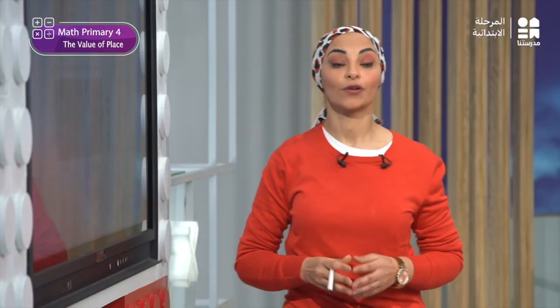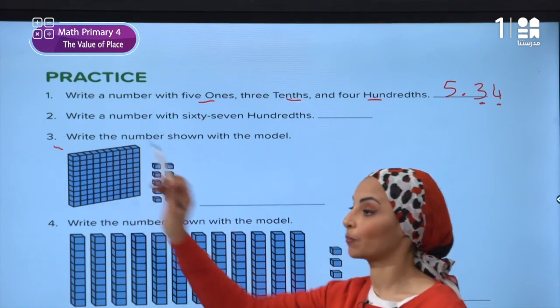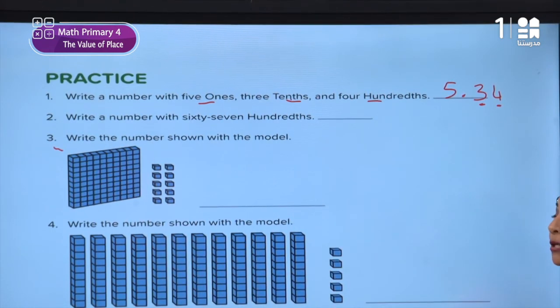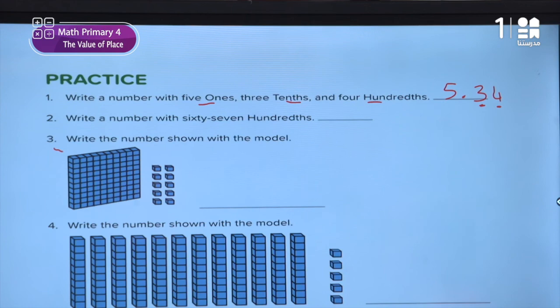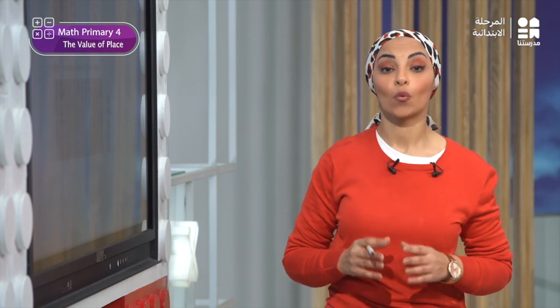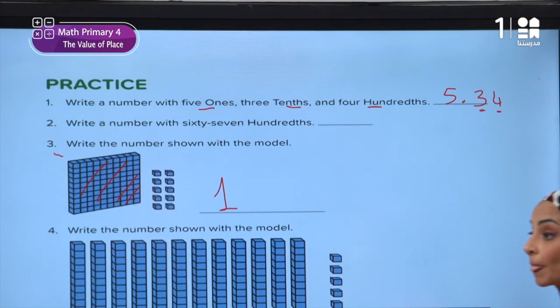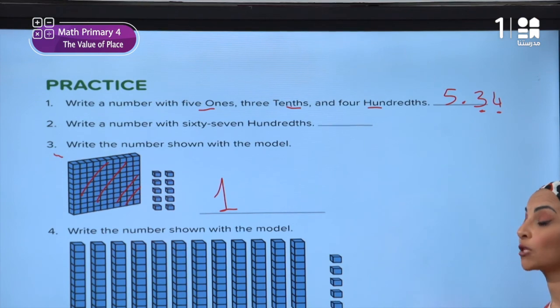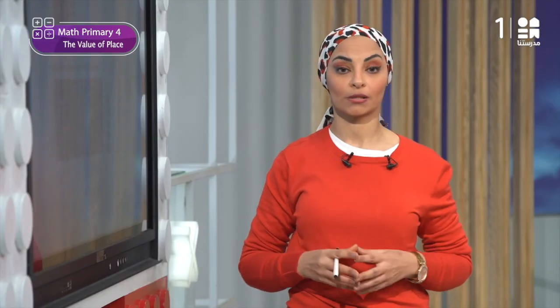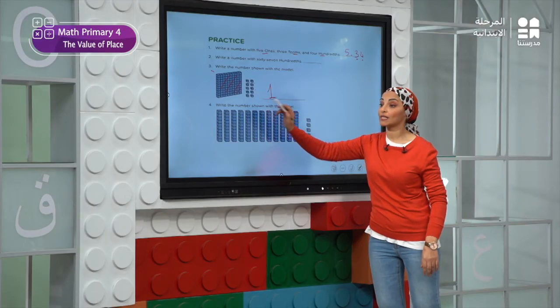And now I'll give you another example in problem number 3. Here, as you see in problem number 3, I want to write the decimal number shown with the model in front of us. The part representing the ones is the 100th grid model. So my ones is 1 whole. Do you see this 1 whole? This is my ones. Okay? And each one of these small squares is a hundredth. And because we have 10 parts, if you count them, you will see 10.